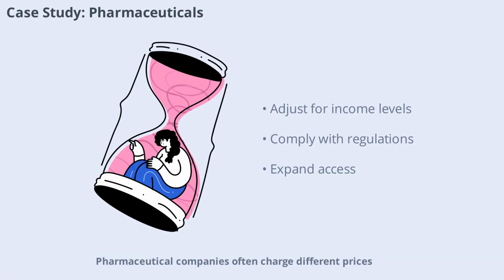Pharmaceutical companies often charge different prices for the same drug in different countries. This reflects differences in income levels, government regulations, and healthcare systems. By adjusting prices, firms can make medicines more accessible in low-income markets while maintaining higher prices in wealthier countries.